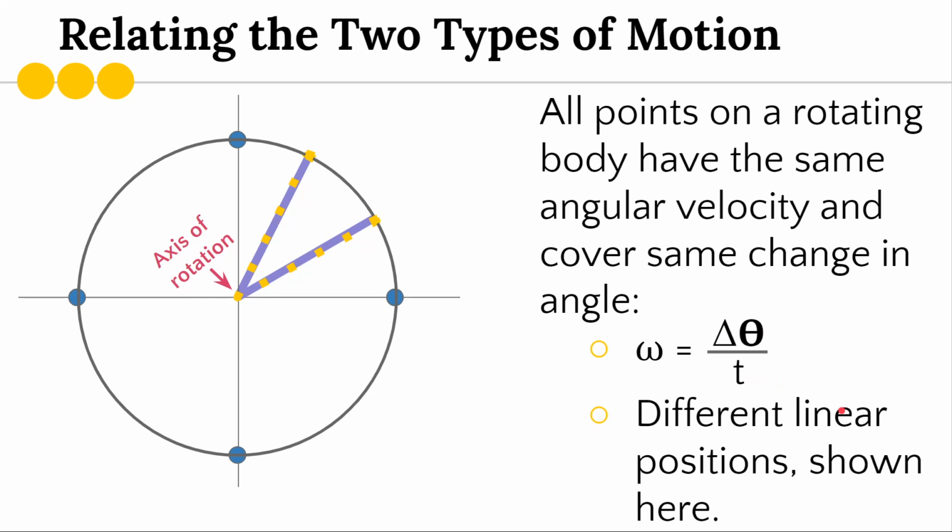Again, we have different linear positions here, and our linear displacements are different, and we talked about that in our circular motion unit, but when we're talking about angular, you need to keep the two separate in your head. You can relate them, but they're not the same thing. Okay, so those are the different linear distances covered, but the angle is the same for all of those.